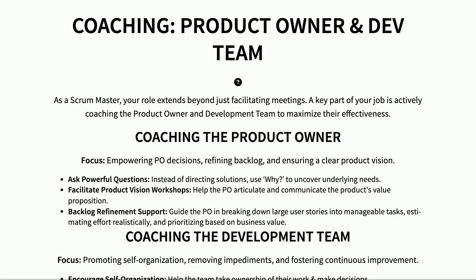Okay, let's talk about coaching. It's a huge part of what makes a Scrum Master effective. When it comes to the product owner, your job isn't to tell them what to do. Instead, you focus on helping them make the best decisions possible. This means asking insightful questions like why are we doing this, and guiding them through things like product vision workshops.